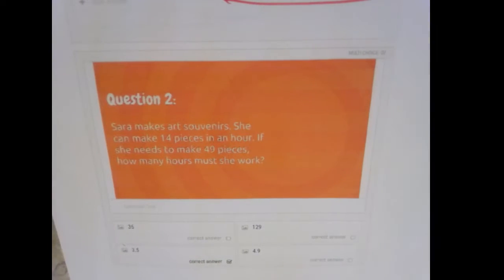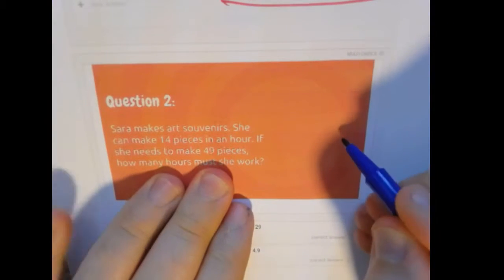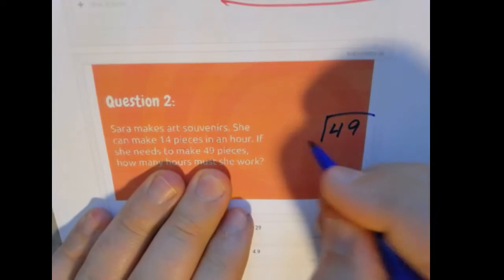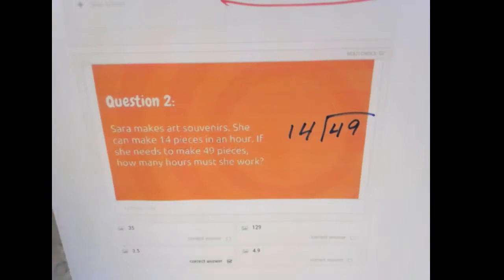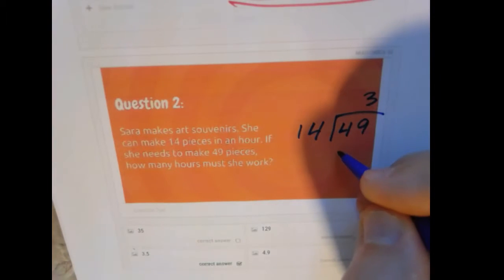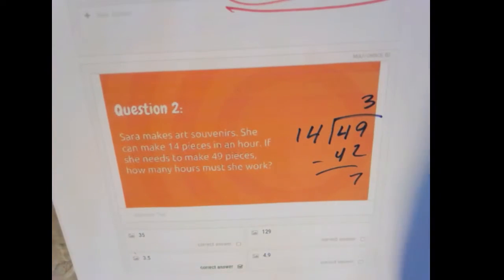Okay, so Sarah makes art souvenirs. She can make 14 pieces an hour, and she has a goal to make 49 pieces today. How many hours does she need to work today? So we're going to do 49 divided by 14. So we ask ourselves, how many times does 14 go into 49? And that would be 3 times. 3 times 14 would, of course, be 42. The difference there is 7.